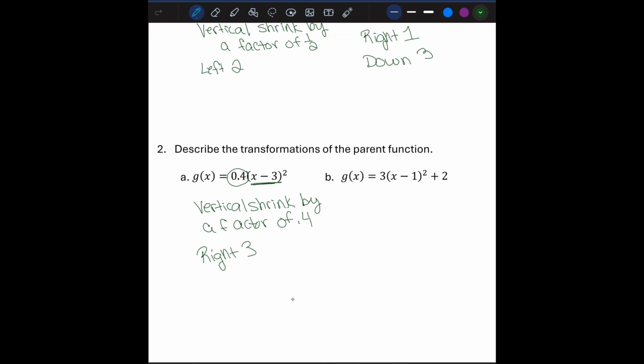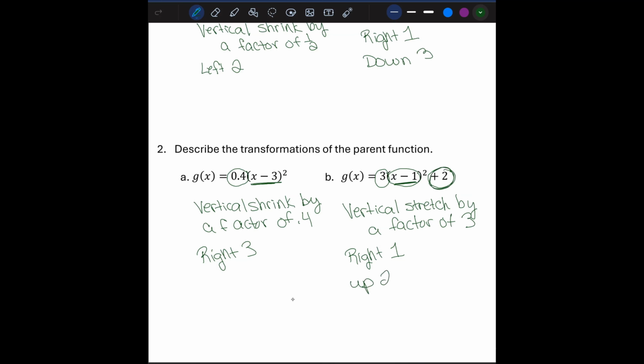All right, part B, I'm adding 2 on the outside, subtracting 1 inside the group, and multiplying by 3 on the outside. So when I multiply on the outside, that's going to be a vertical, bigger than 1, so stretch by a factor of 3. I also know that I'm subtracting 1, so that's going to move me right 1. And I'm adding 2 outside, which means that's going to move me up 2.